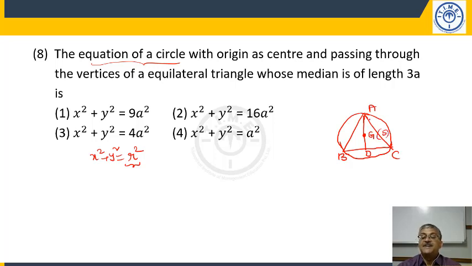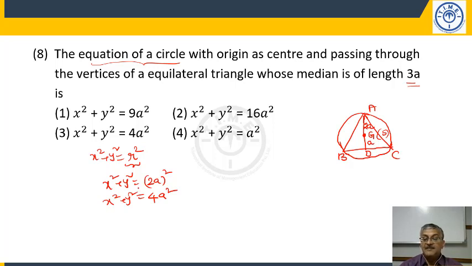We know that the centroid divides each median in the ratio 2 is to 1. So the total length of the median is 3a, so this part is 2a and this part is a. That is, GA is equal to 2a and GD is equal to a. But in an equilateral triangle, the centroid is also the same as the circumcenter. So what is the circumradius? GA is the circumradius, that is 2a. That means the radius of the circle is 2a. So the equation of the circle is x square plus y square is equal to 2a whole square, that is 4a square. X square plus y square is equal to 4a square.